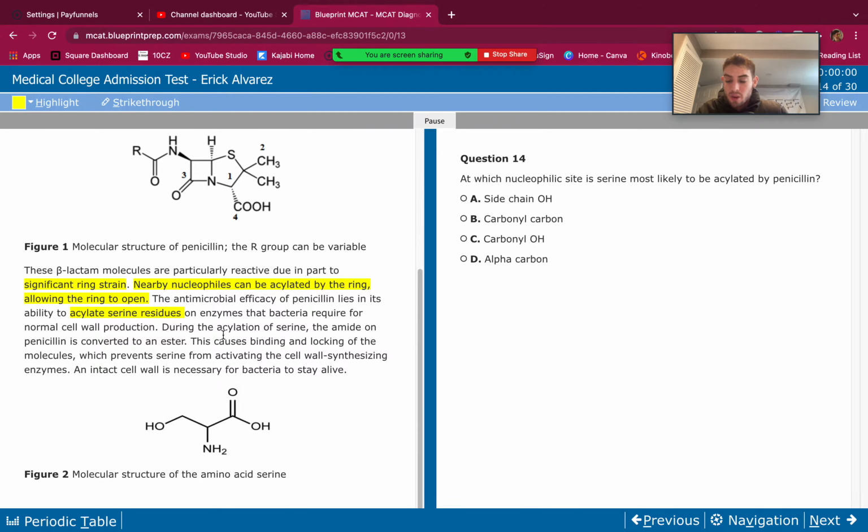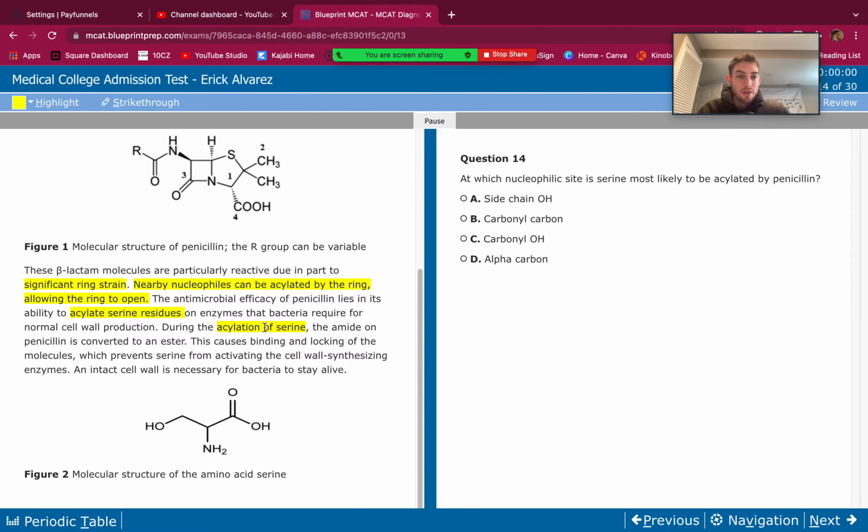Okay. What's going on here? Important. All right. The acylation of serine. Serine gets an acyl group attached to it. Okay, and what does that do? The amide on penicillin is converted to an ester. This causes binding and locking of the molecules, which prevents serine from activating the cell wall synthesizing enzymes. An intact cell wall is necessary for bacteria to stay alive.